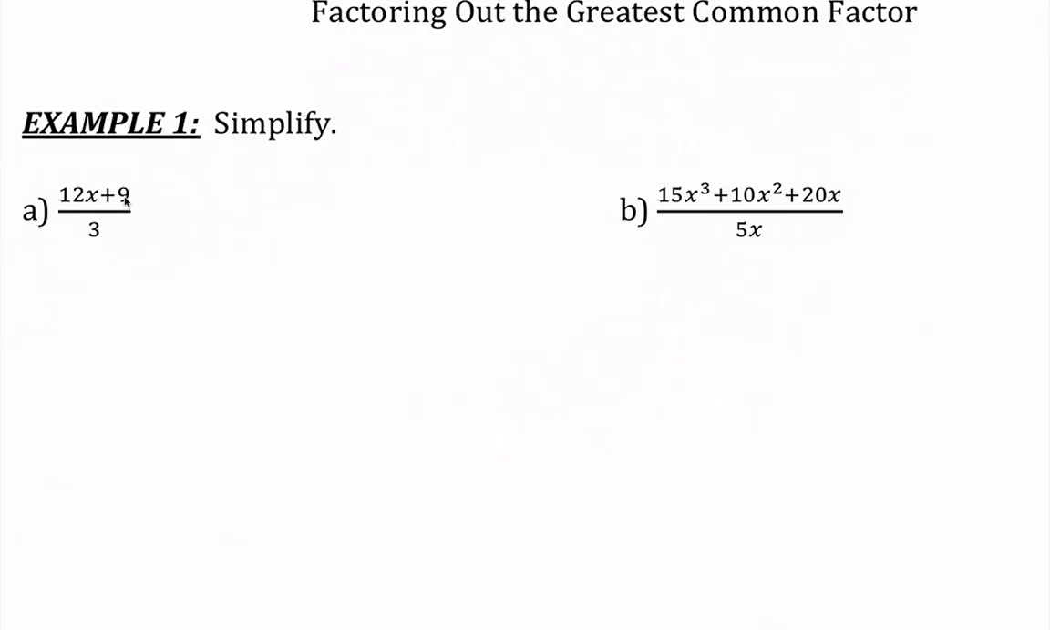So 12x plus 9 divided by 3. Notice there are two terms on top, a binomial, and I'm dividing by this 3. So I'm going to separate this. I'm going to take 12x, divide it by 3, and then take my 9 and divide it by 3. So I'm going to rewrite it just like this.